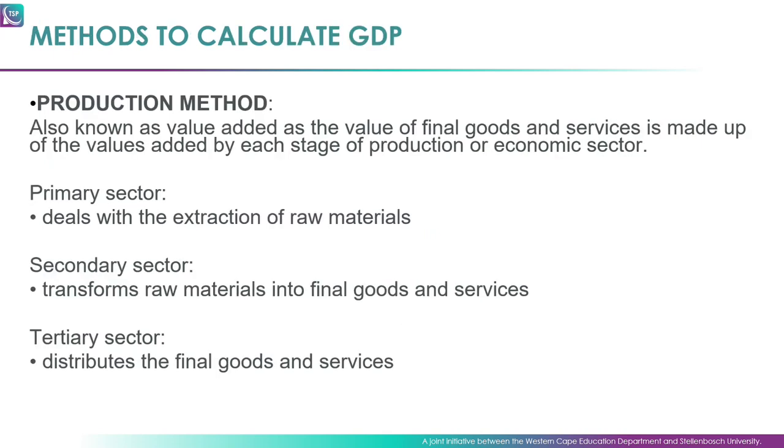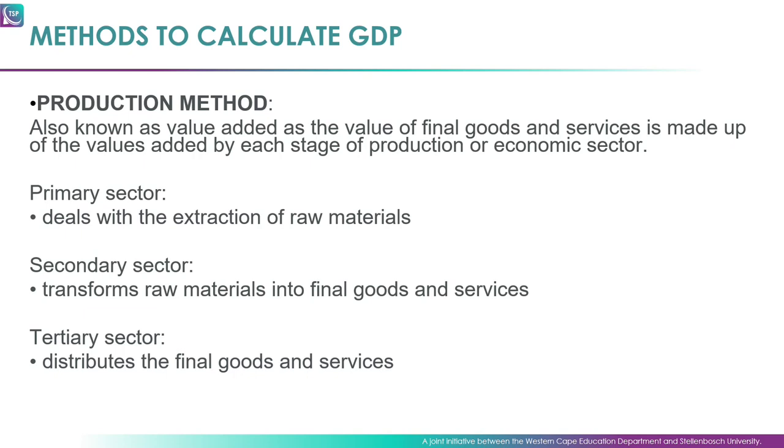Right, we now are going to look at the actual methods to calculate GDP. And as I said, the first one is the letter P for production method, but you need to understand they also refer to this as the value added method, because remember, at each stage of the production, some value gets added to the item. So we start with the primary sector, and your primary sector deals specifically with the extraction of raw materials, right?